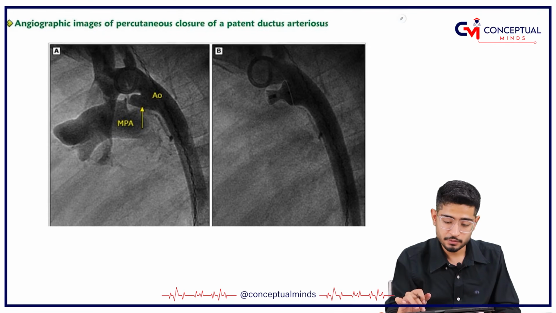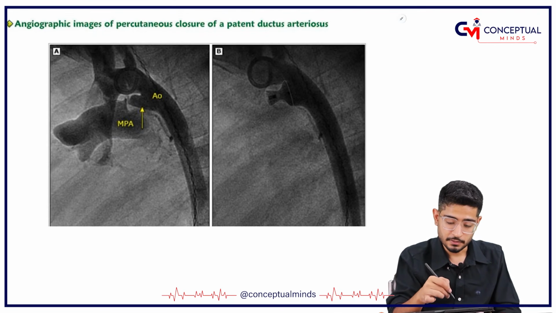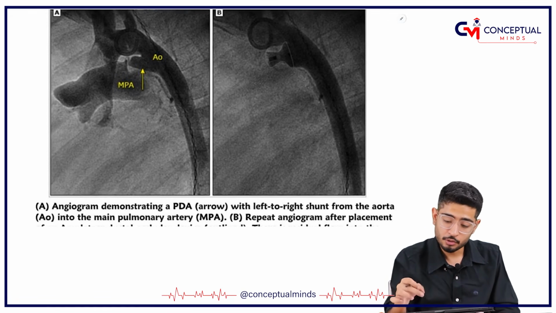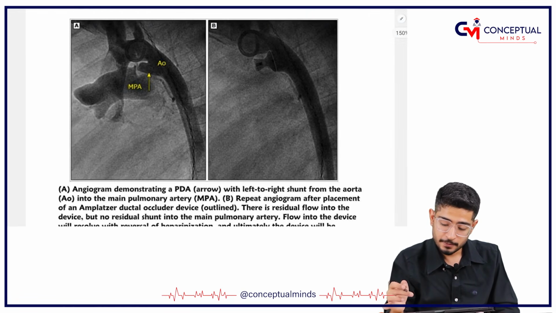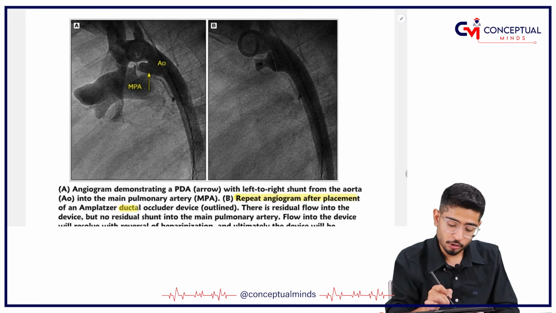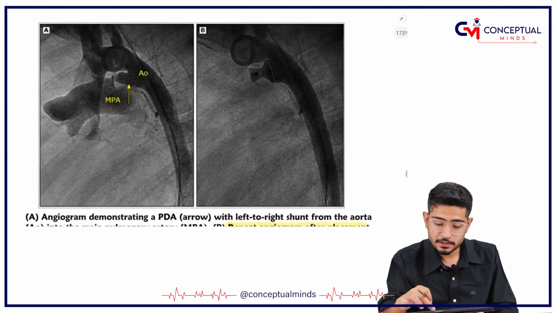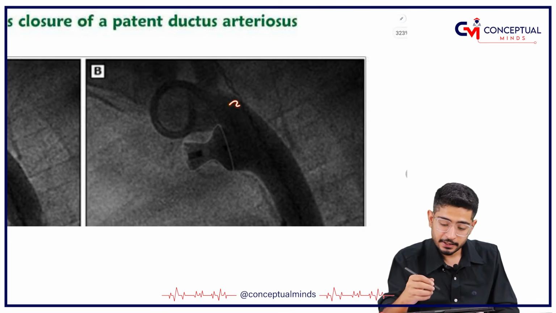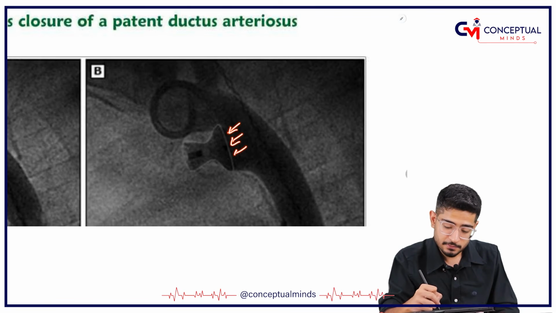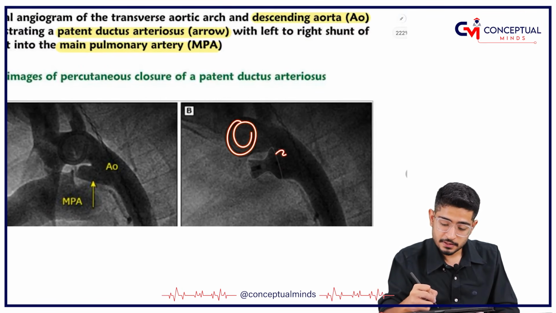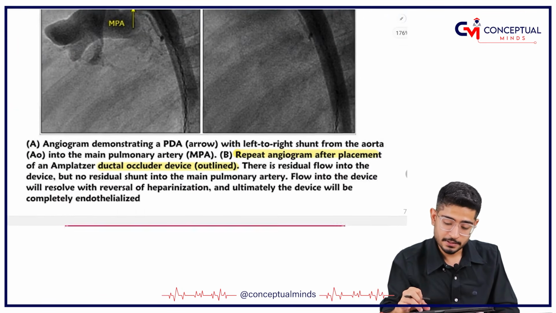So what we do in that case is we have to do a closure. We place a ductal occluder. There is a very small thin line, if you can just see. We have placed the occluder. Can you see these circles, this is where the occluder has been placed.